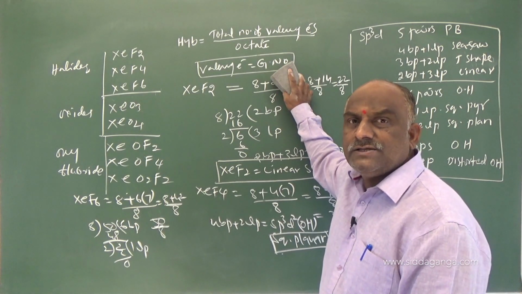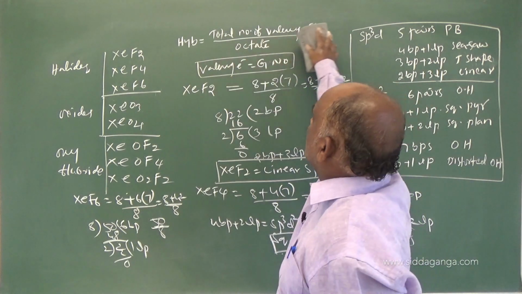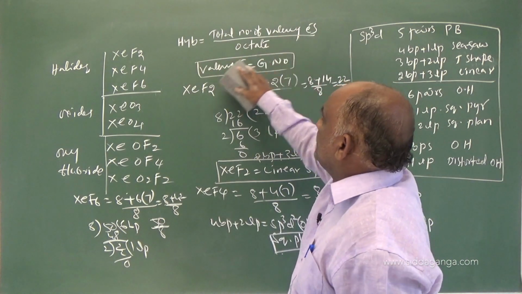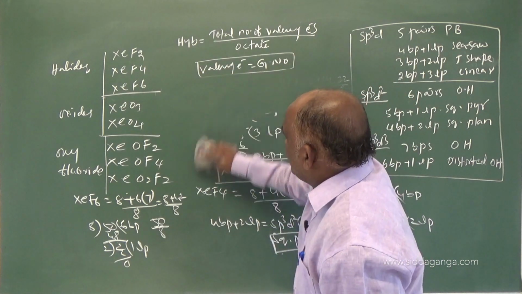You should practice well, then you will get an idea about this. Clear? So hybridization is equal to the total number of valence electrons divided by octet. Valence is nothing but the group number. So I will give simple information regarding this.